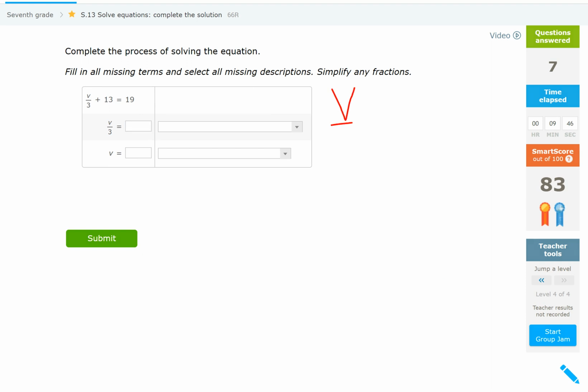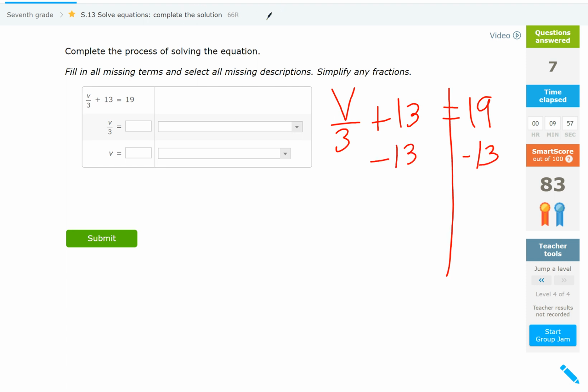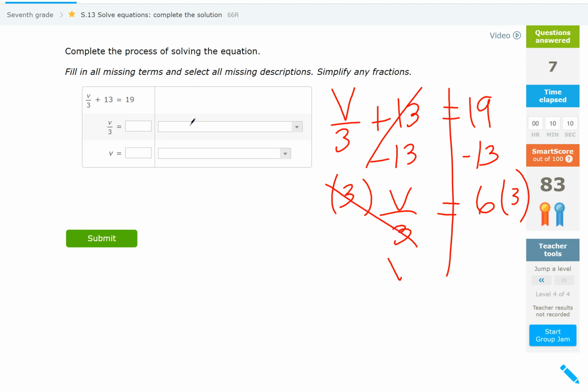So v over 3 plus 13 equals 19. Once again, I really don't need the guides over here. I know I'm supposed to subtract 13 from both sides first. Those cancel. I get left with v over 3, which is 19 minus 13, which is going to be 6. Then I know I'm supposed to multiply both sides by 3 to get rid of division by 3. Those cancel, and v equals 6 times 3, which is 18.